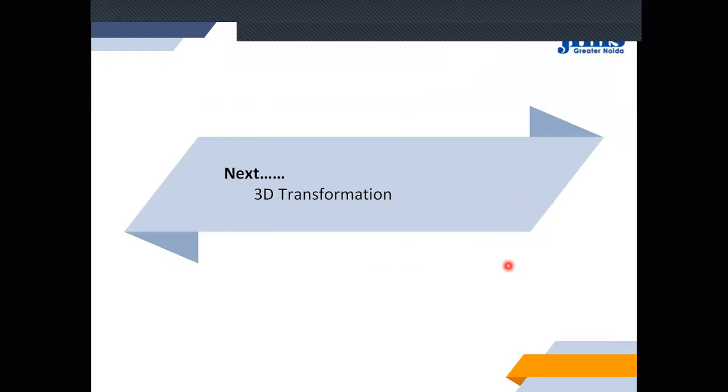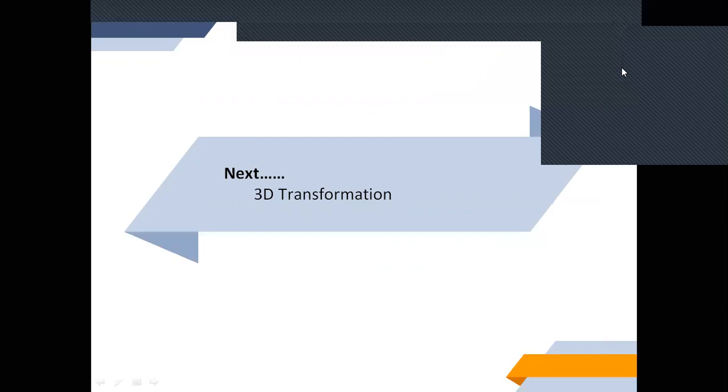Now in the next class we will discuss 3D translation. As we studied 2D transformation earlier, in 2D transformation we studied different transformation techniques. So the same transformation techniques we will study in 3D transformation also.